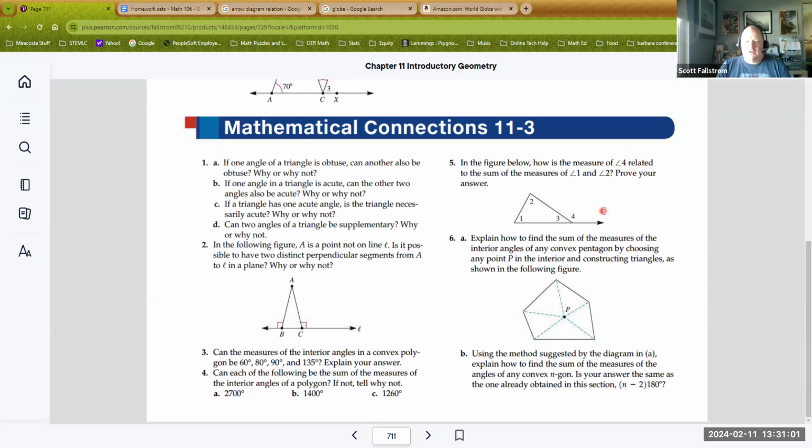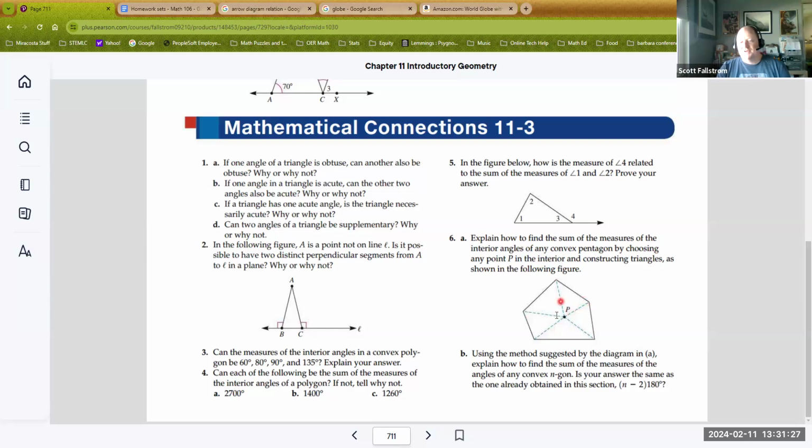How is angle 4 related to angles 1 and 2? So again, taking a look at this, can you find a relationship between 4 and angles 1 and 2? And this is a very handy relationship to have as you go forward. So I definitely wanted to assign this question because of that. And let's see here. Explain how to find the sum of the measures of interior angles of a convex pentagon by choosing a point in the interior and constructing triangles.